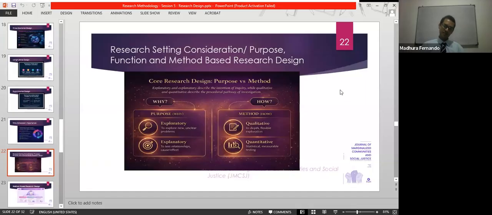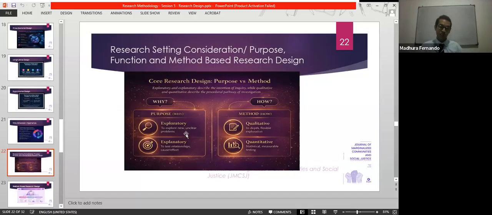Now, when it comes to purpose, the purpose is derived because you ask a question, why you are doing this research. When you ask that question, you get the purpose. So purpose based research designs are given here: exploratory design, explanatory design. In the exploratory research design, you want to explore a new thing. Your problem is unclear. In that case, you want to explore that. So that is purpose based research design.